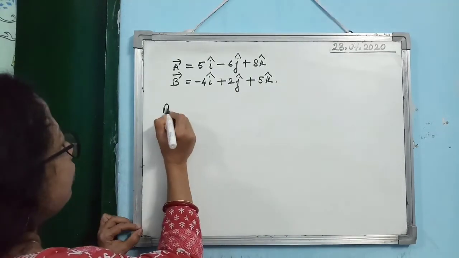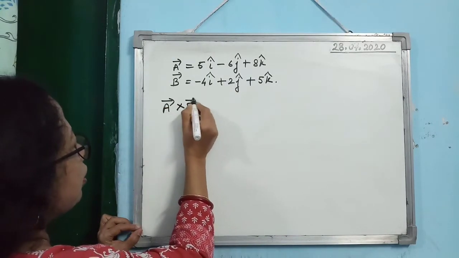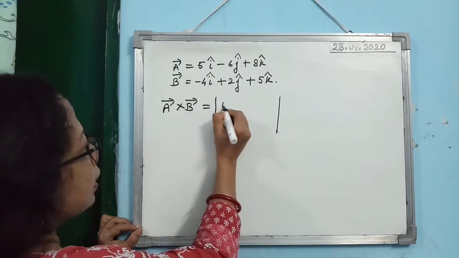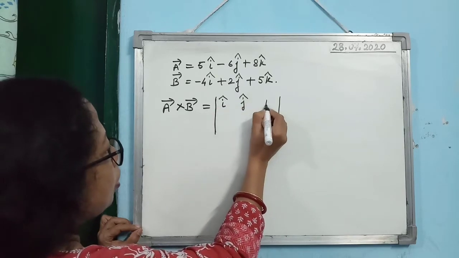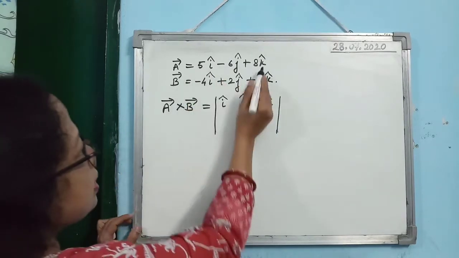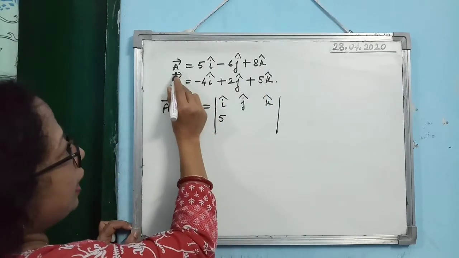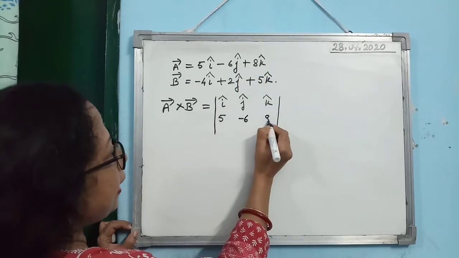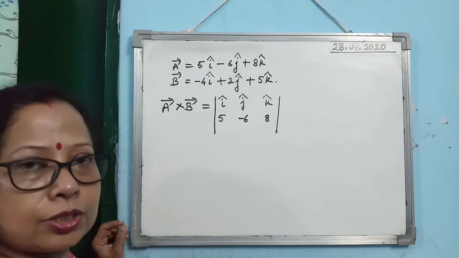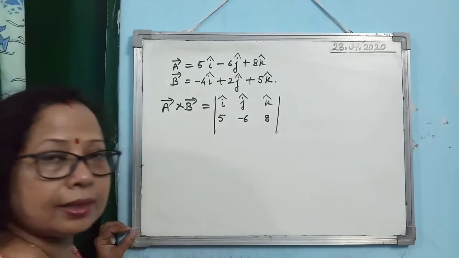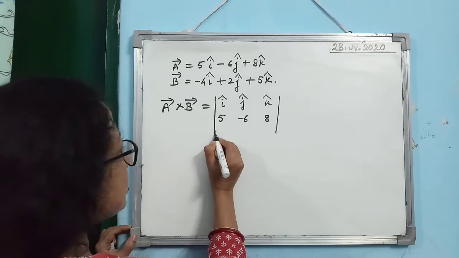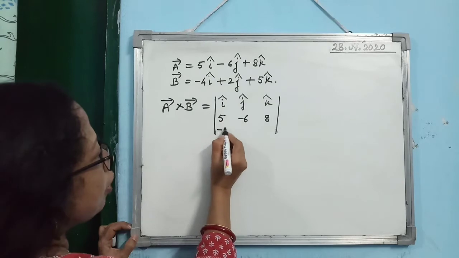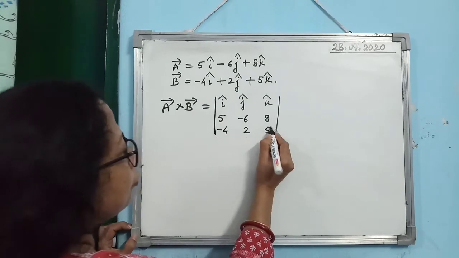So you see, if you want to find out A cross B, then how will you do it? You just form the determinant. The first row is all the unit vectors. Then what is the second row? Components of A. So what are the components? 5, then minus 6, then 8. If it is a plus sign, there is no need to write anything, but if there is a negative sign, then the negative sign should be written. Nothing there means it is understood to be positive. Then come to the components of B. What are they? Minus 4, 2 and 5.